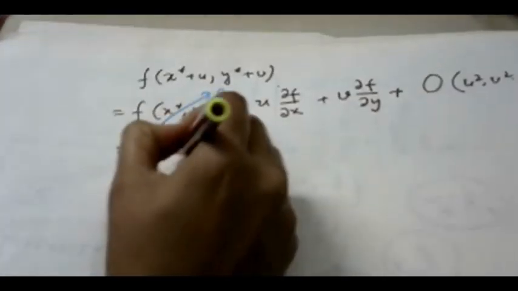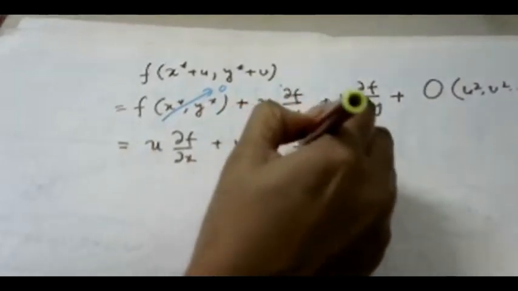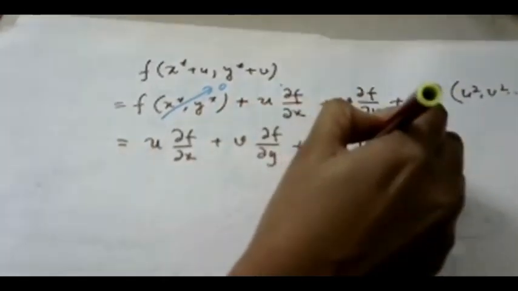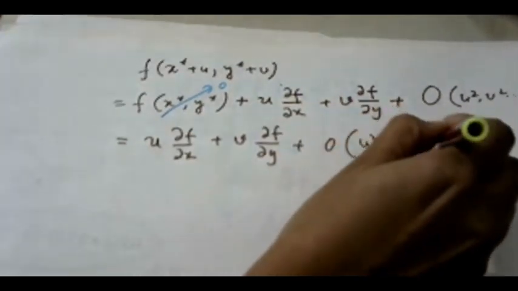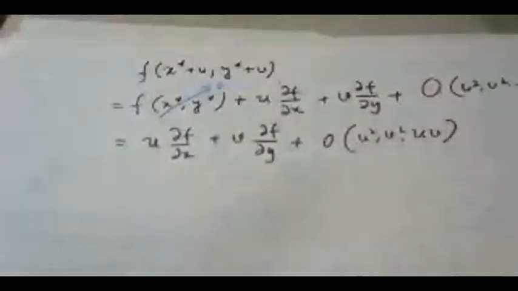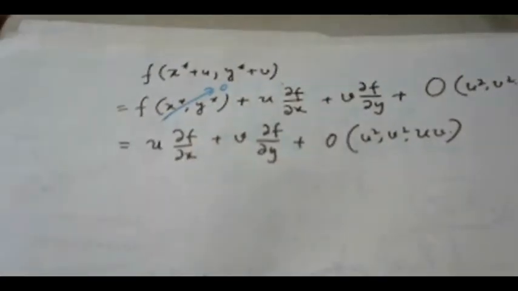We are left with u del f del x plus v del f del y and some higher order terms of u square, v square, and uv. So these terms are there, and more higher order terms. This is 0 because this is a fixed point. So same analysis we did in case of linear stability.